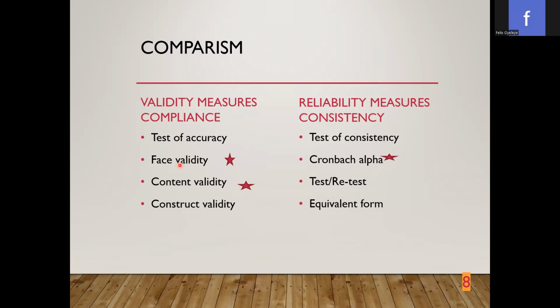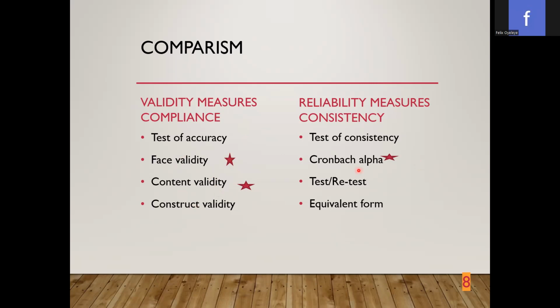Now, we have different types of validity tests or validity checks. We have the face validity, we have the content validity, we also have construct validity. In fact, we have 4 types of validity check. The fourth one is not mentioned here. But essentially, we'll limit ourselves to 2: the face validity and the content validity.